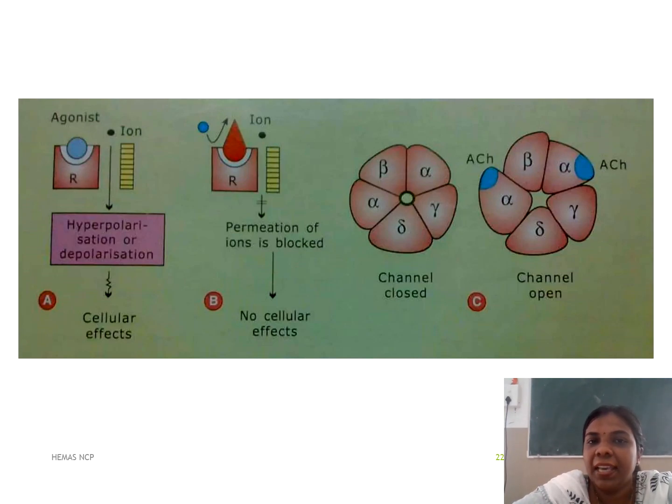And in the C portion, the nicotinic acetylcholine receptor, this part shows the nicotinic receptor structure. It has five subunits: two alpha subunits, one beta and one gamma subunit. In the channel closed state, without acetylcholine, this channel remains closed, so there is no ion movement. In the channel open state, two molecules of acetylcholine bind to the alpha subunits and the receptor changes shape and the central pore opens, mainly for sodium ions, leading to depolarization, and this causes muscle contraction or nerve transmission.